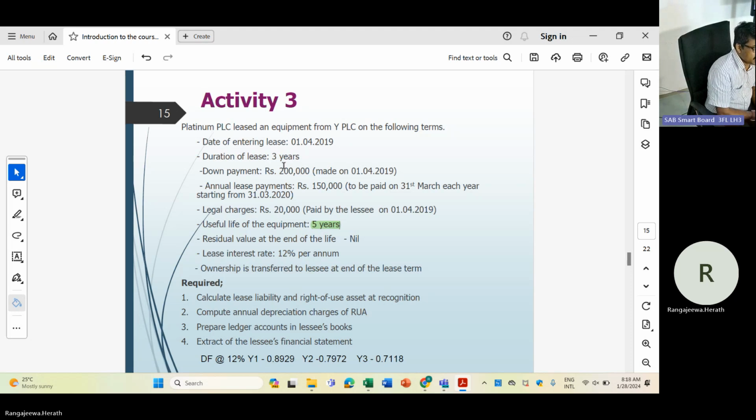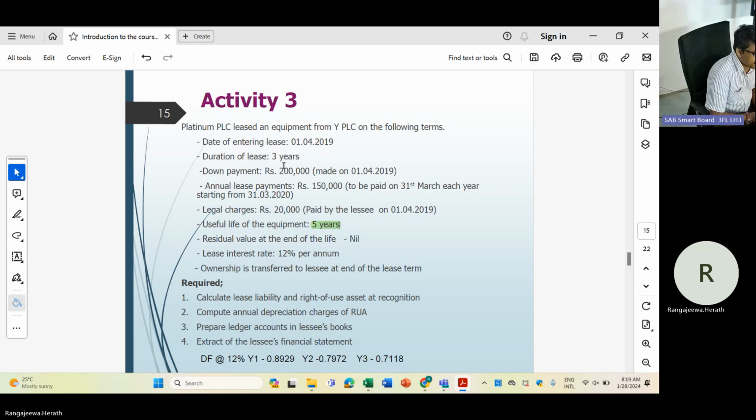And the lease interest is 12% per annum. So calculate the lease liability and right of use asset. Compute annual depreciation charges. Prepare the ledger accounts in the books of the lessee and the financial statement extract.